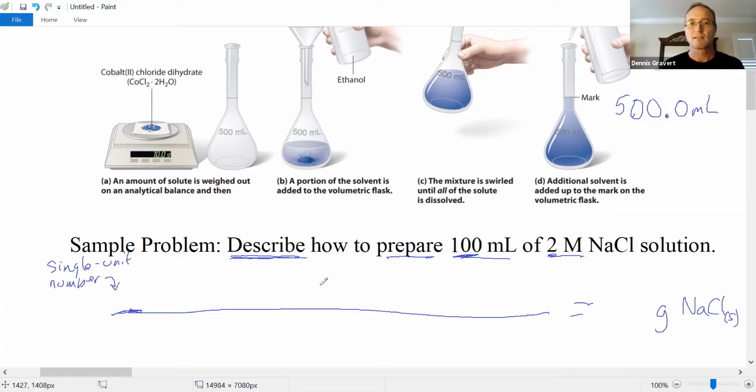So 100 milliliters. Milliliters is a single unit. Ooh, but M, that looks like a single unit. Go back and review the video on concentration, and you'll discover this capital M is hiding 2 units. M stands for molarity, and the units are moles per liter. Yeah, there's 2 units with the number 2. Don't start with that one. Start with a single unit number, the 100. It only has the units of milliliters.